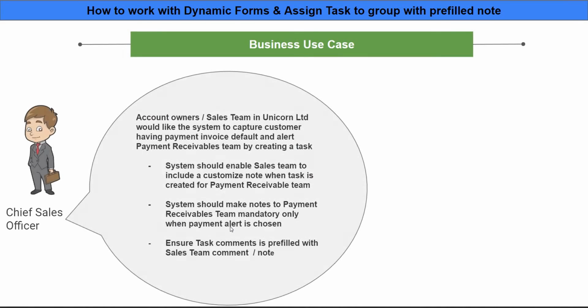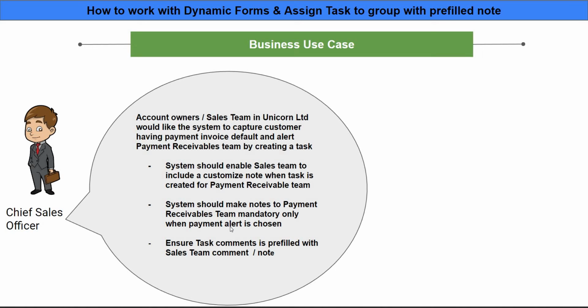So to begin with, let us look at the business use case we are trying to solve. The Chief Sales Officer came back with a requirement stating that the account owners or sales team in Unicorn Limited would like a way in the system to capture customers having payment invoice details and alert the payment receivables team by creating a task. The payment receivables team is the team that will work along with the account owners or sales team to ensure the payments are made by the customers on time.